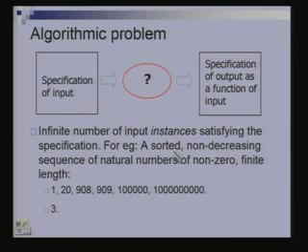Now, what is an instance? These are two instances of the input. This is a specification for the input, and you can have any possible instance. You can take any sequence of sorted non-decreasing numbers, and that would form an input instance. So, there are infinitely many input instances possible here.